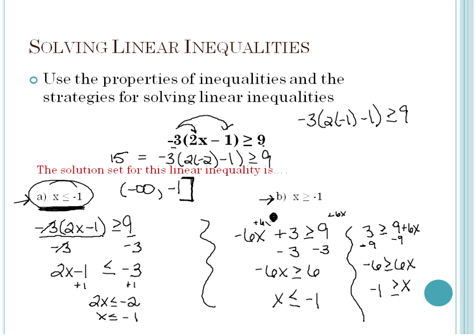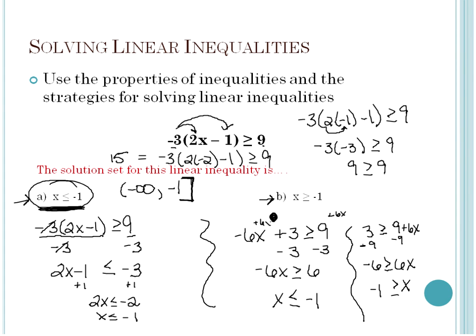So now I have 2 times -1, which is -2, minus 1 more is -3. So I have -3 times -3. And I would see that 9 is really greater than or equal to 9. So I have that boundary point.